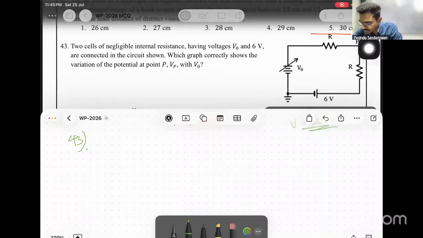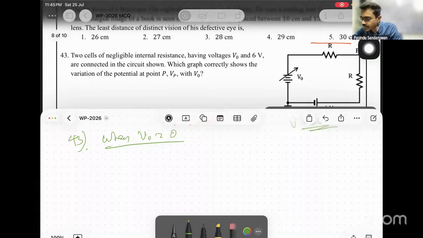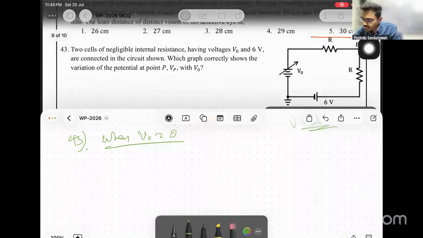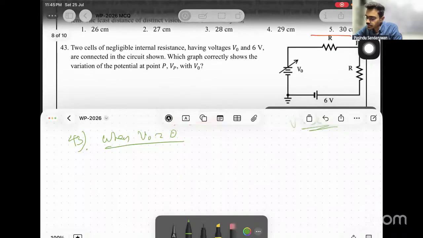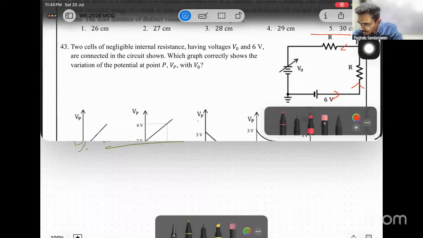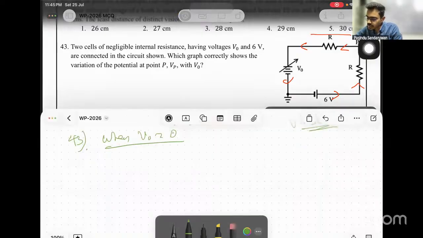Right, let's start when V0 is 0. If V0 is 0, there's no battery here. Then VP is non-zero, because in that case current flows in the circuit in this direction from the 6 volts. So my first decision here is that VP is non-zero.